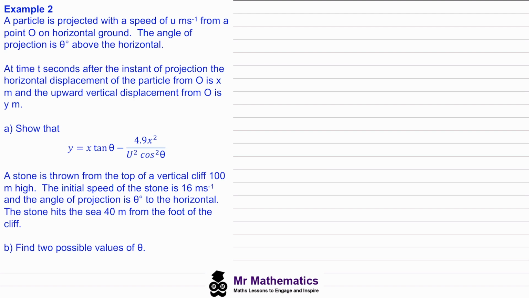So again, the first thing we're going to do is to represent all of this information on a diagram. So we have our projectile motion. We have our initial velocity, which we're told is u. We know gravity is acting vertically downwards. And we're being told the angle of elevation is theta. So now we need to work out our horizontal and vertical initial velocities.